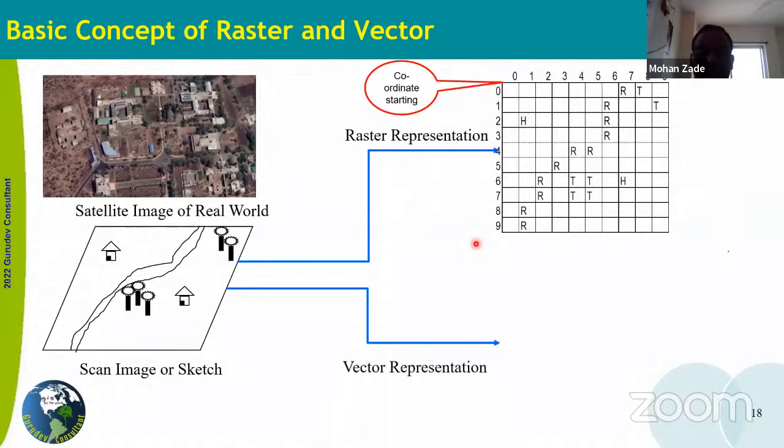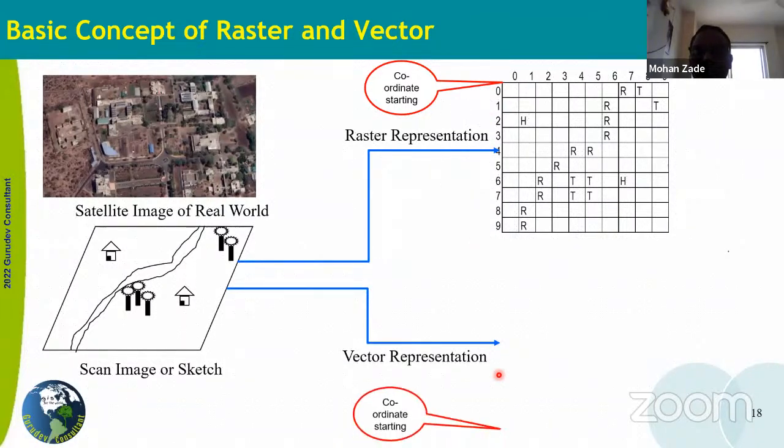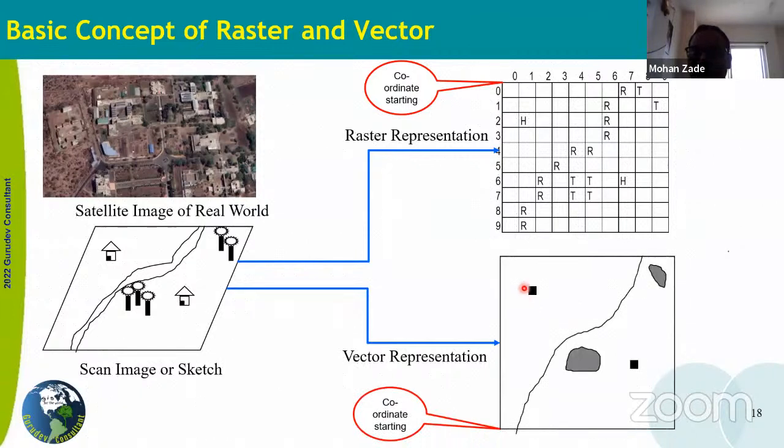Whereas if you want to see the vector representation of those images, you can see here a single point, a line, and a polygon. These three geometries together become the vector representation of the real world. And the coordinates always start from the bottom left in the coordinate system. So this is the difference between raster and vector representations.